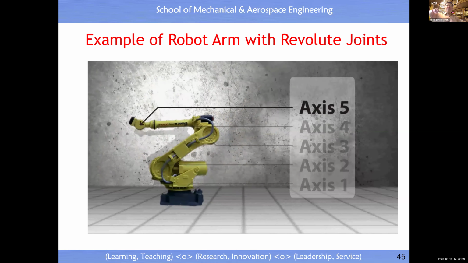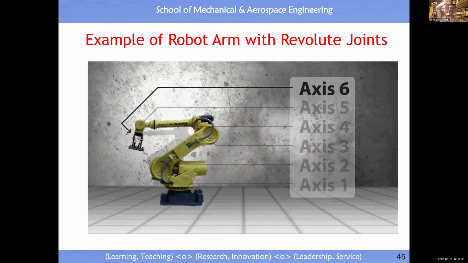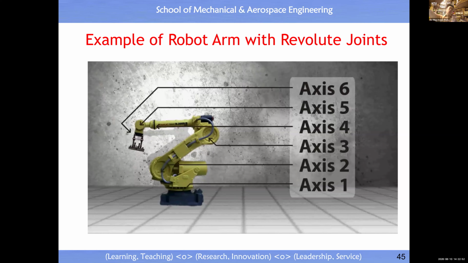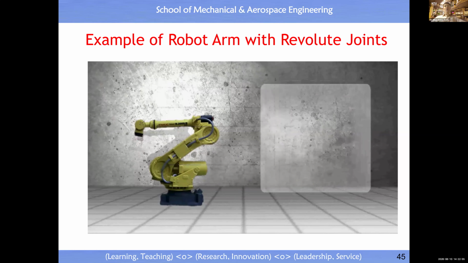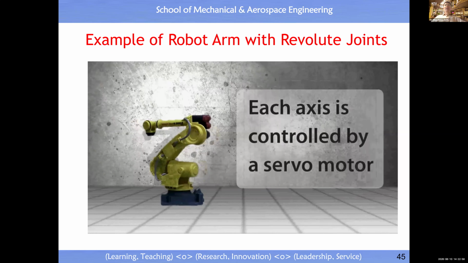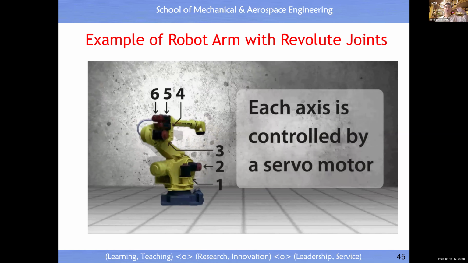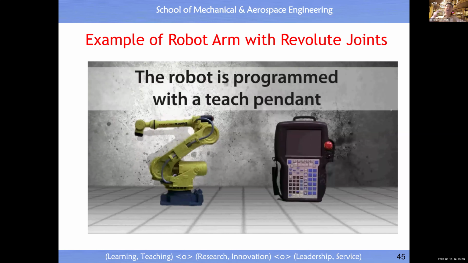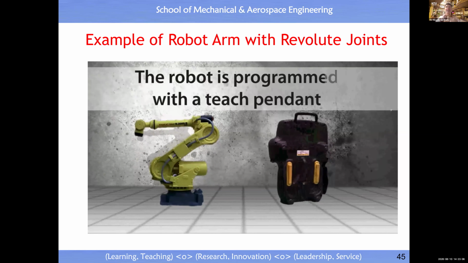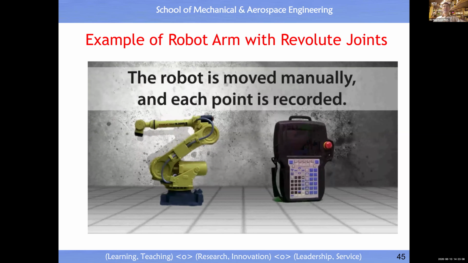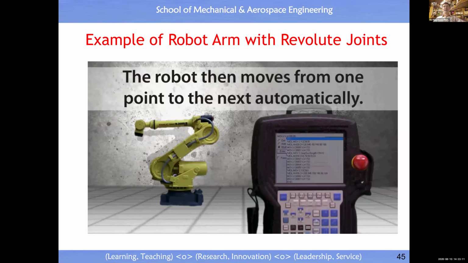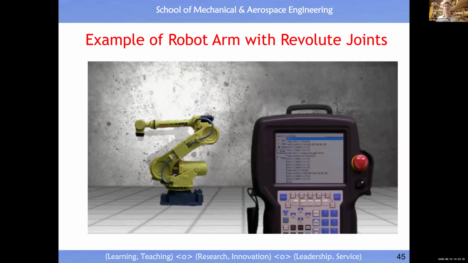Then number 6 is also twisting, right? Then at the end of the arm, we can attach a tool, the hand or tool. And for each axis, there's a motor, actuation. We can inject energy. And then we have a handheld device to do the programming, right? You see, we can write a small program, which tells the robot what to do, okay?